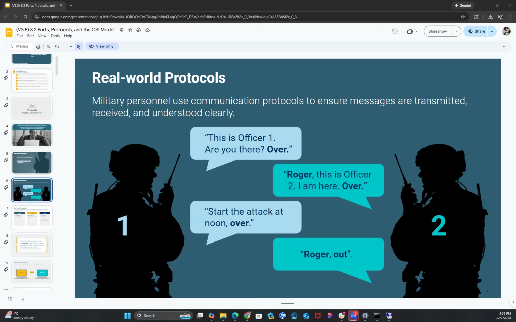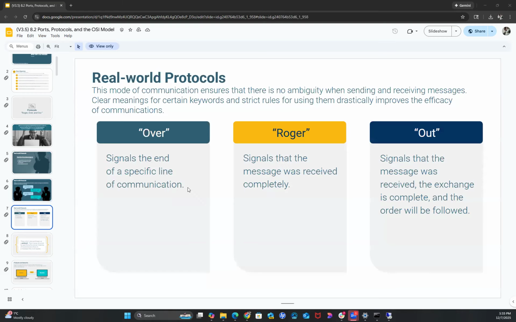Thank you very much. Here, over is used to signal the end of the specific line of communication, and Roger is used to signal that the message was received completely. And out is used to signal that the message was received, the exchange is completed, and the order will be followed. So this example shows how military officers avoid communication issues by using a fixed mode of communication, specifically designed for radio transmission.